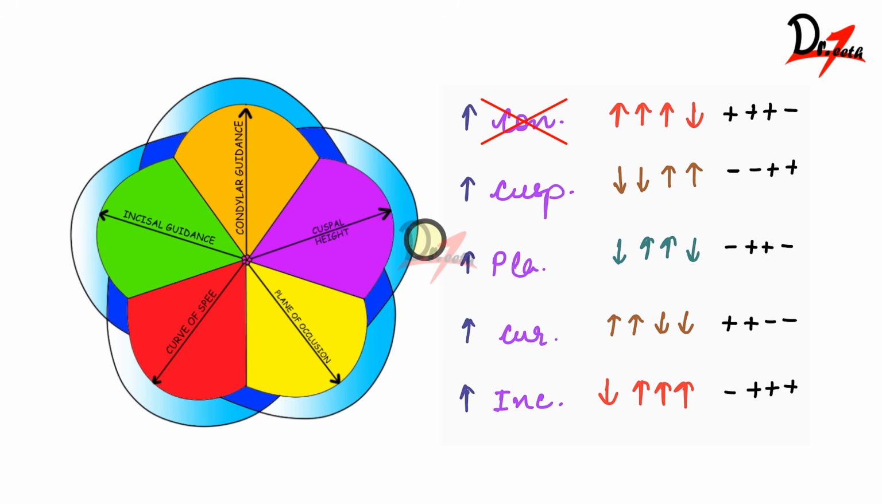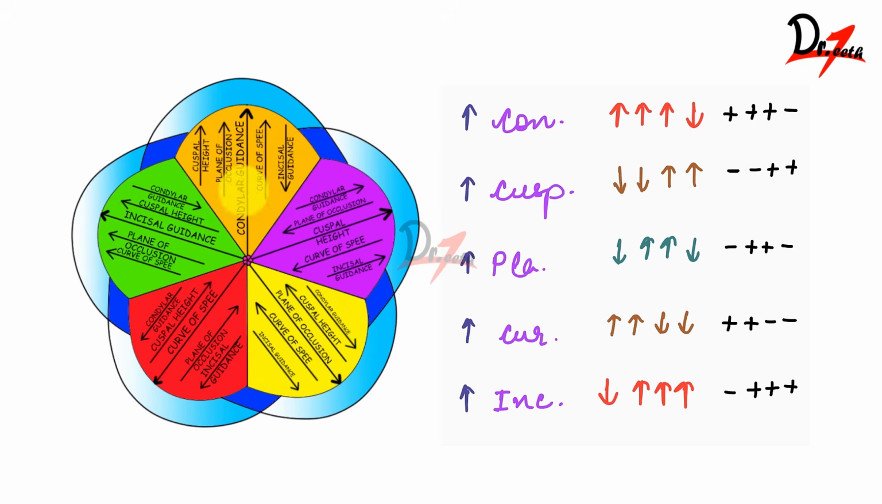Then the next one is the cuspal height. So we'll forget about this and start from the third one. Now let us see this in the diagram itself. See, the condylar guidance is increasing. What will happen? The cuspal height, plane of occlusion, curve of Spee are increasing. The only thing that is decreasing is the incisal guidance.